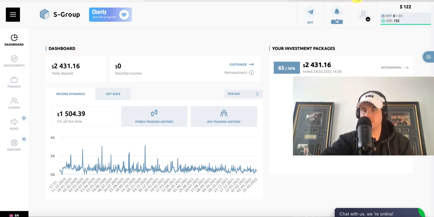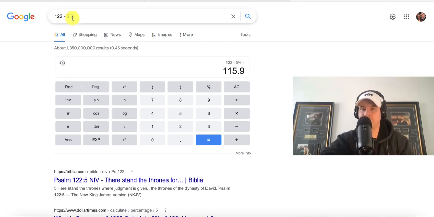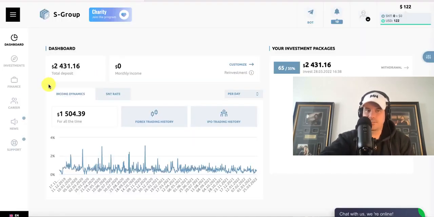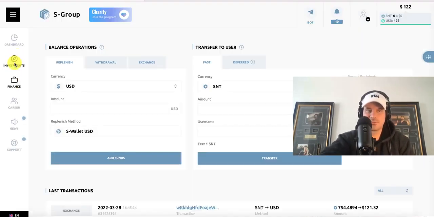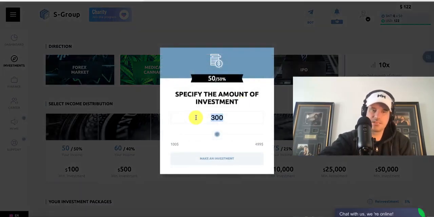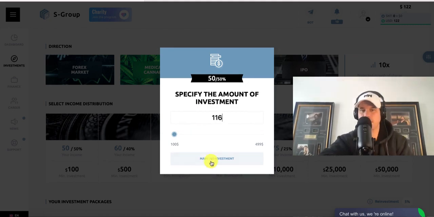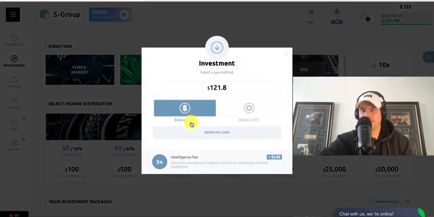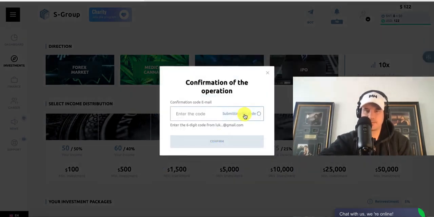So Google is telling me that 122 minus the 5% fee is 115.90. Okay, I'm just going to try and do 116. Go to investments, see if that goes through there. So 116, and my USD balance there is 121.80. So there's going to be 20 cents up there, okay? So that's fine.